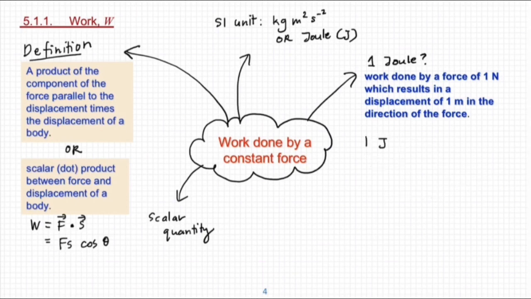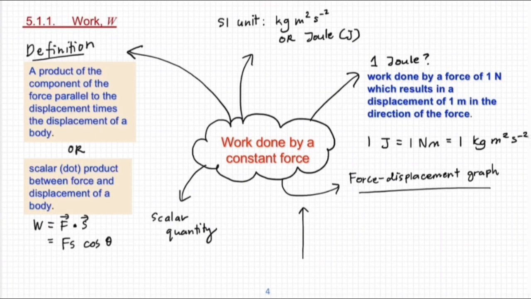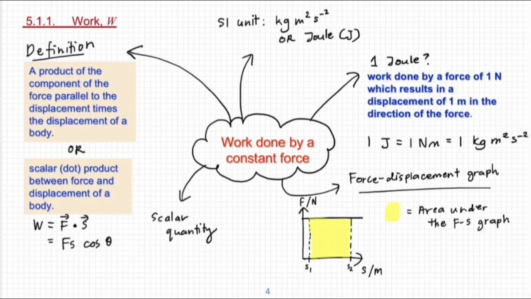And you also need to know the unit conversion. So 1 joule is equal to 1 Newton meter, and it's also equal to 1 kg meter square per second square. And then we have the force displacement graph, in which force will be the y-axis and then the displacement is x-axis. And since the force is constant, so we have a straight line for the force. And if we find the shaded area under the force displacement graph, we can find the work done.